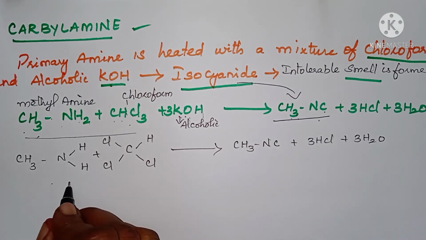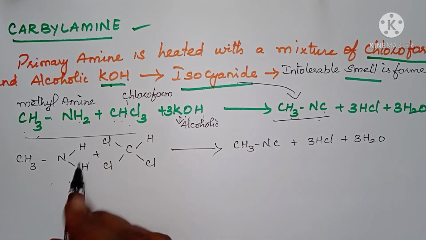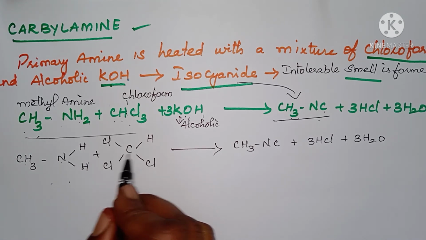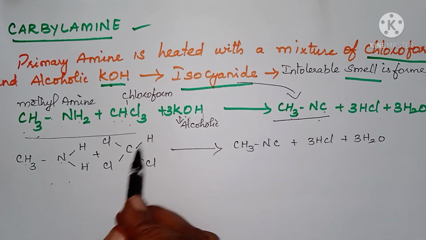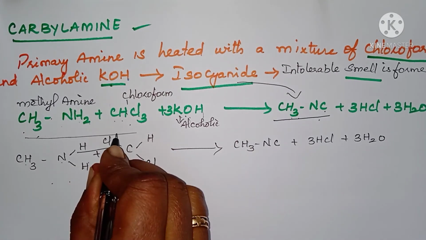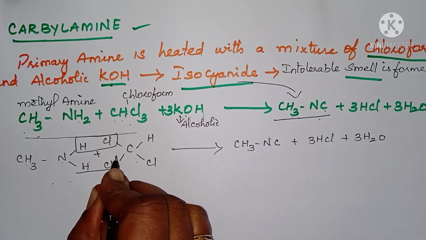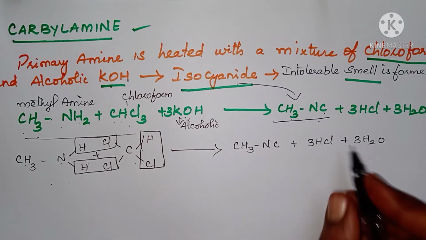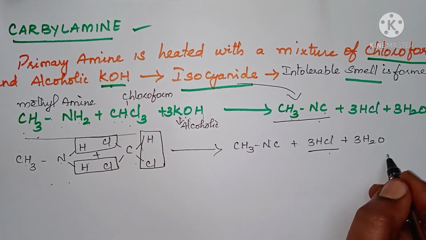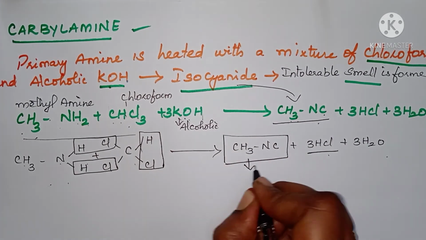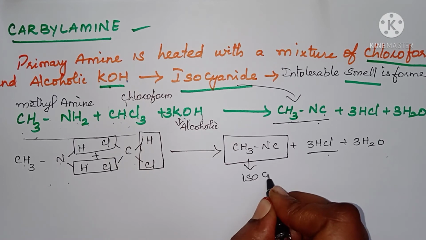I have written very clearly here. Just break that thing down: CH3NH2 plus chloroform, CHCl3. Now you just write it in such a way: HCl, and here also HCl. You just remove all these three, this is 3 HCl, and water molecules also will be removed. Then you are getting the main thing, which is called isocyanide.